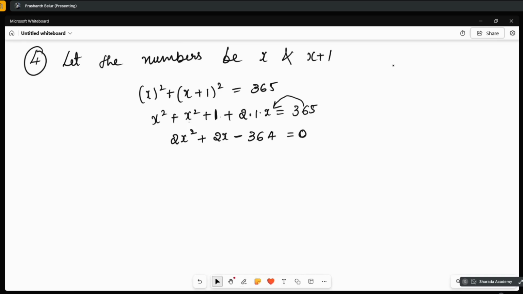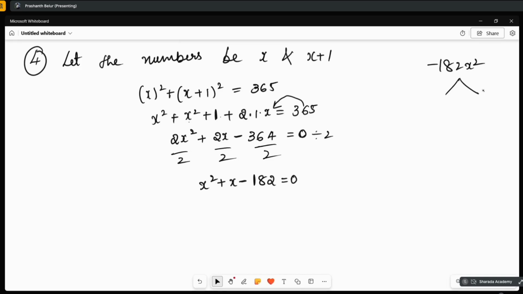Do it, simplify. So what will you get? Divide by 2. When you are dividing, you have to divide each term also. So you will get x square plus x minus 182 is equal to 0. Now take the factors of 182. Here it is minus 182 with x square. Minus is there, one plus other minus, subtraction of two numbers, it should be plus x. That is plus 1.